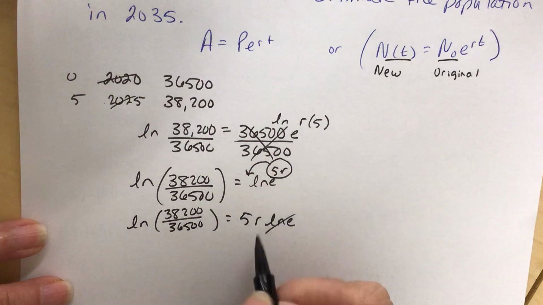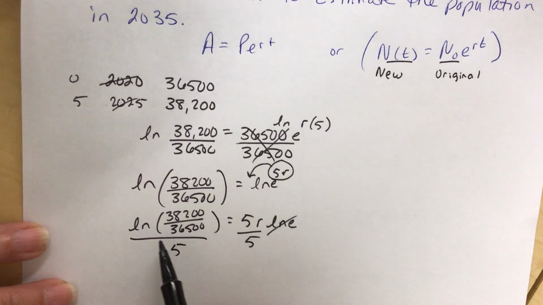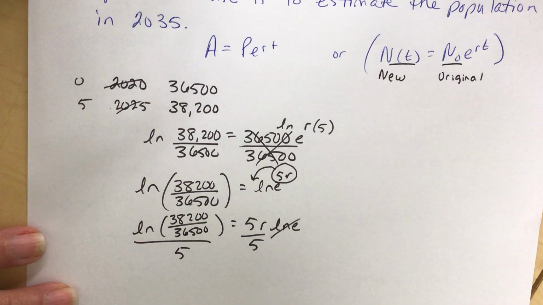Okay, so now I just need to divide by 5 to get my r alone. So now punch this in your calculator. So the ln of 38,200 divided by 36,500 is about 0.0455. Then I'm going to divide that by 5. And so I get 0.0091 is equal to my r value.